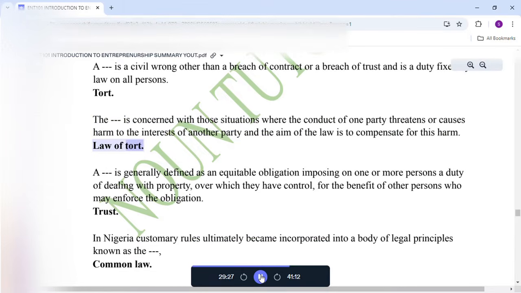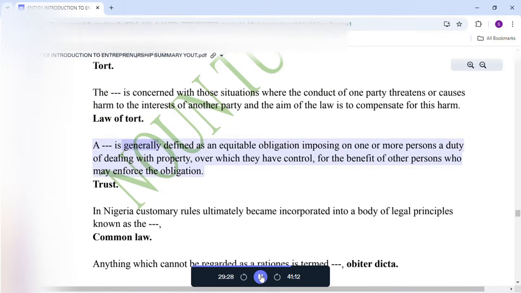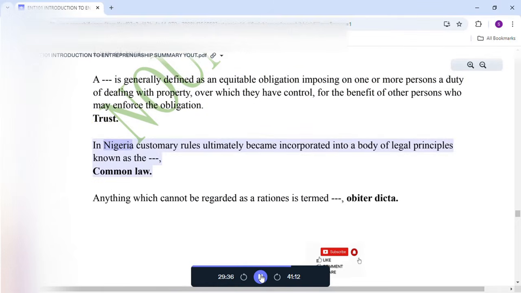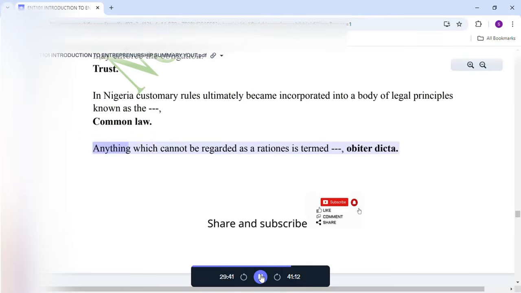Law of tort. A trust is generally defined as an equitable obligation imposing on one or more persons a duty of dealing with property, over which they have control, for the benefit of other persons who may enforce the obligation. Trust. In Nigeria, customary rules ultimately became incorporated into a body of legal principles known as the common law. Anything which cannot be regarded as earthy ones is termed obiter dicta.